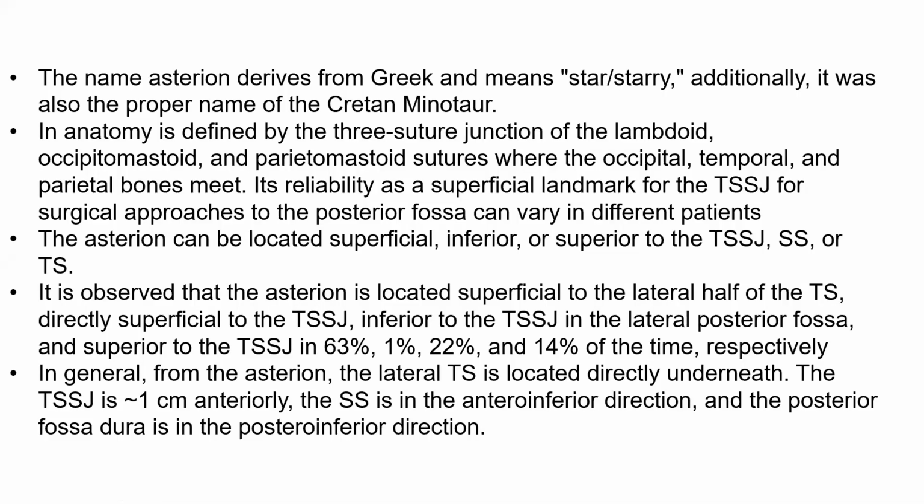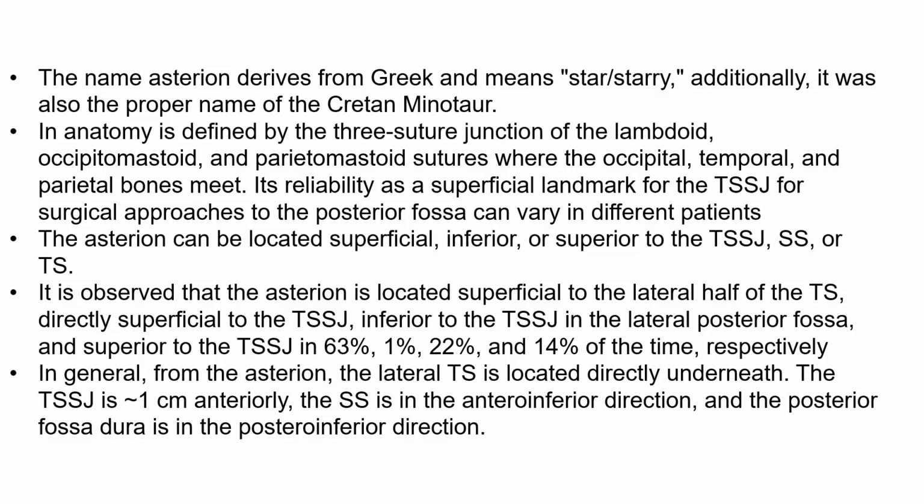The name asterion derives from Greek and it means star. Additionally, it was also the proper name of the Cretan Minotaur. In anatomy, it is defined by the three-suture junction of the lambdoid, occipitomastoid, and parietomastoid sutures, where the occipital, temporal, and parietal bones meet. Its reliability as a superficial landmark for the transverse-sigmoid sinus junction for surgical approaches to the posterior fossa can vary in different patients. So the asterion can be located superficial, inferior, or superior to the transverse-sigmoid junction, sigmoid sinus, or transverse sinus. So there is a little variation.